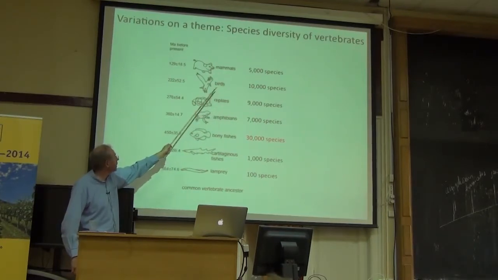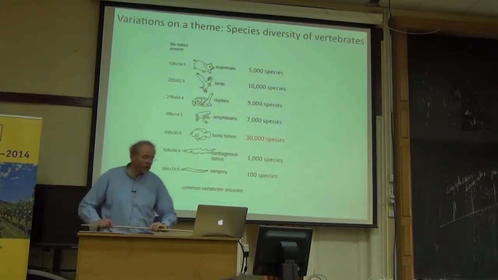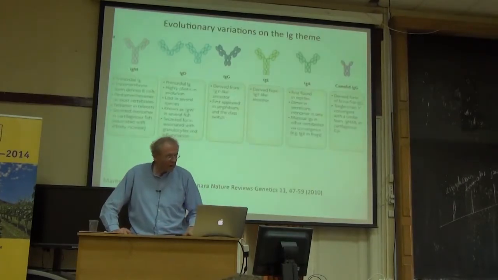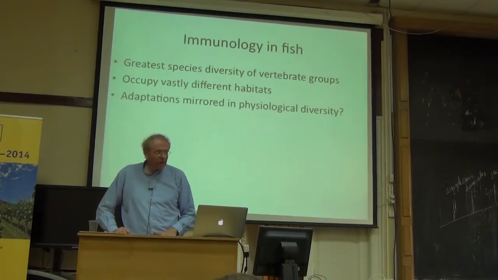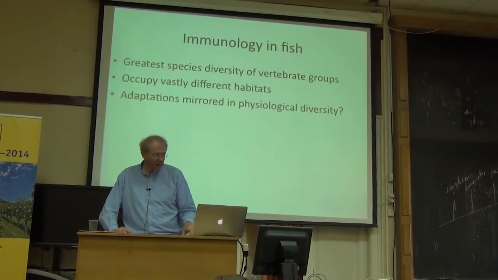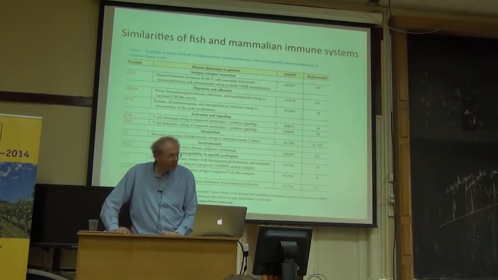Birds, there are some other advantages, but the fishes offer something that is really unique, and I will give you a couple of examples of what we can do. So the greatest species diversity in vertebrate groups is in fish. They occupy these vastly different habitats, and they almost certainly have unique adaptations in their physiology to counter the adverse environments they encounter.